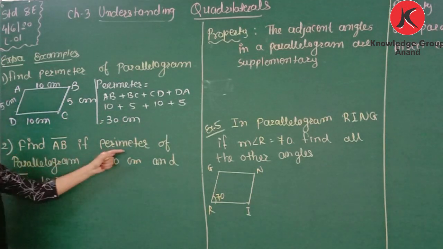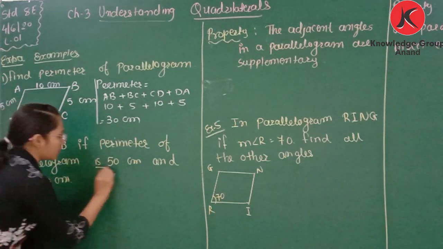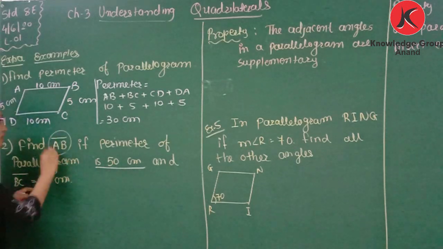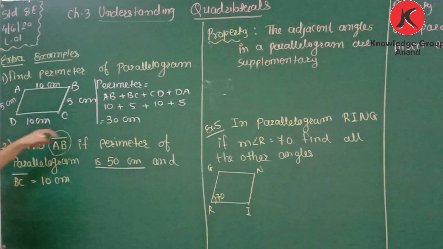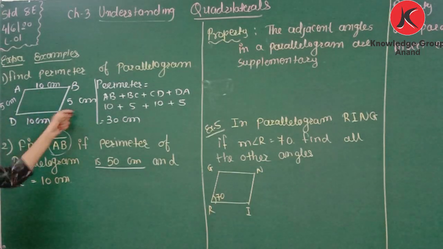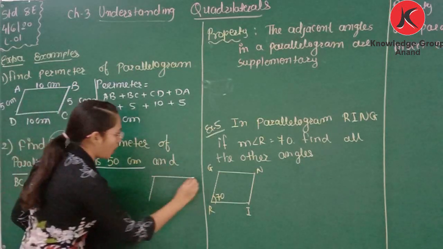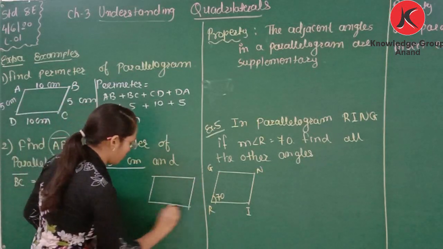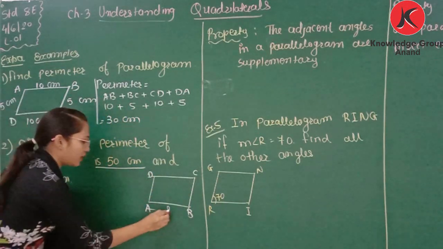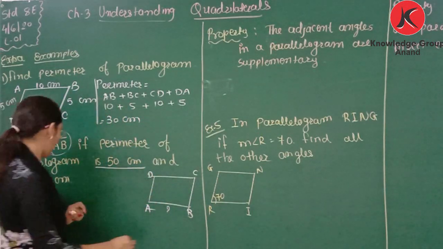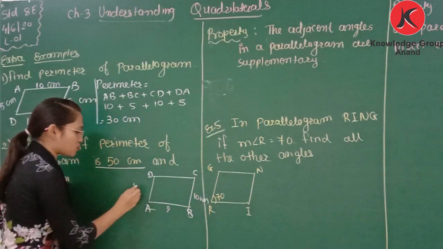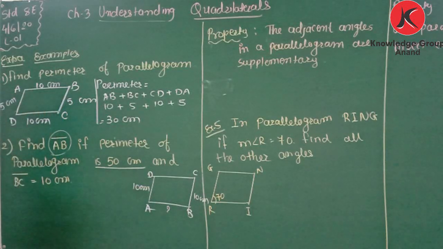One more example. Find AB if the perimeter of the parallelogram is 50 centimeter. Now here in the question the perimeter is given and you have to find AB. So let's say the perimeter is given 50 centimeter, AB is what you have to find, and BC is given 10 centimeter. If we draw the parallelogram, BC is 10 centimeter, so AD is also 10 centimeter. Why? Because opposite sides are equal.